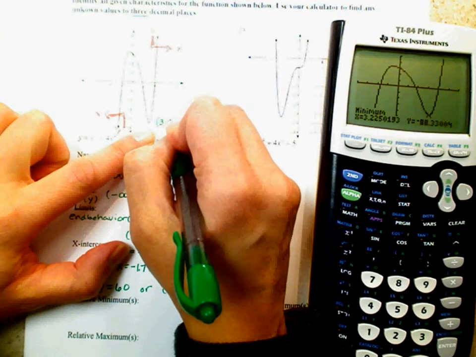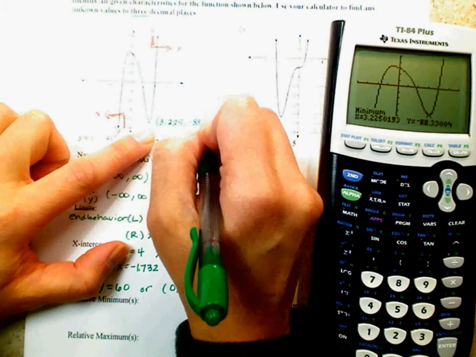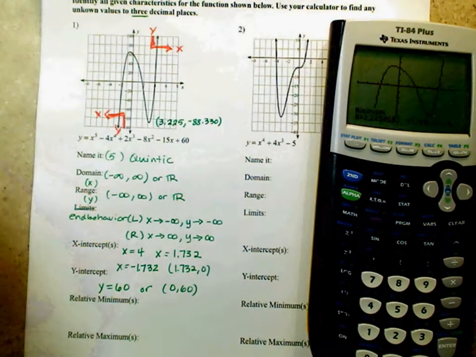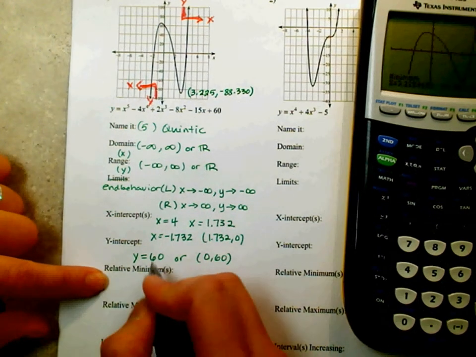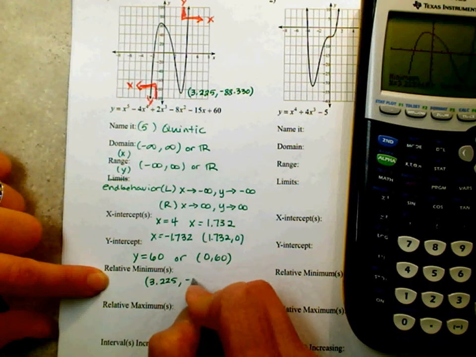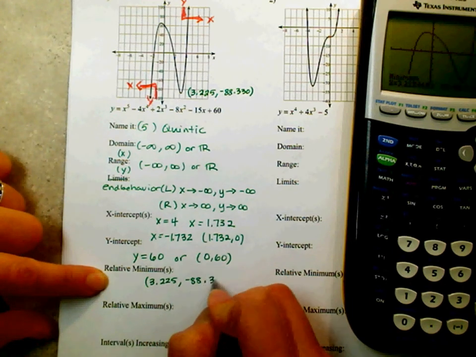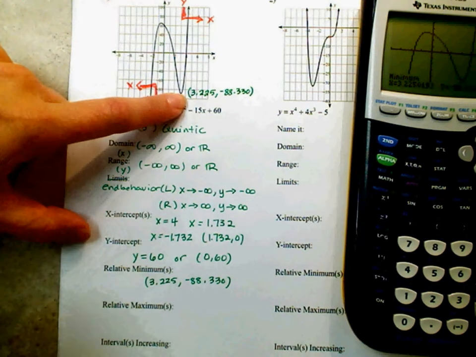3.225, comma, negative 88.330. That is my relative minimum. Okay, so I'm going to go ahead and write it down here. So you have 3.225, comma, negative 88.330. Notice, I only have one relative minimum. You can have more than one.